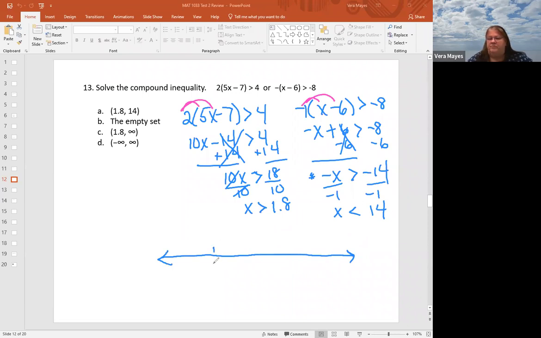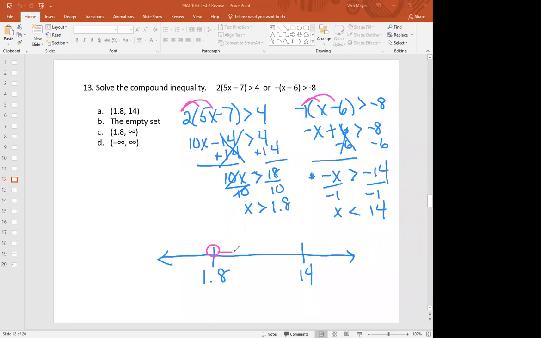1.8 is smaller than 14, so let's put it down here, put the 14 up here. The first one says graph x is greater than 1.8. There's no equal bar, so I'm going to do an open circle. Greater goes which direction? Right or left? Right. Okay.